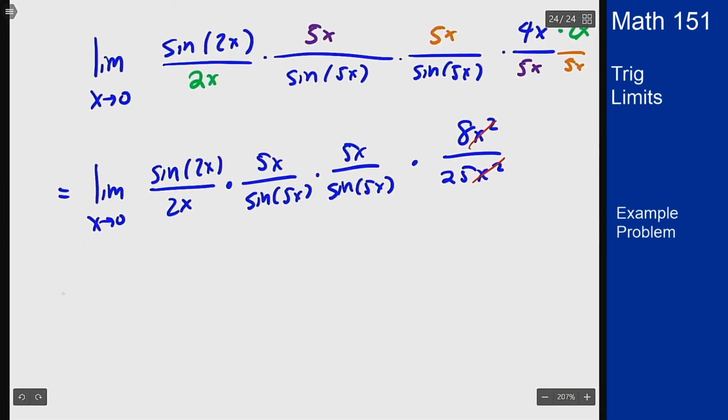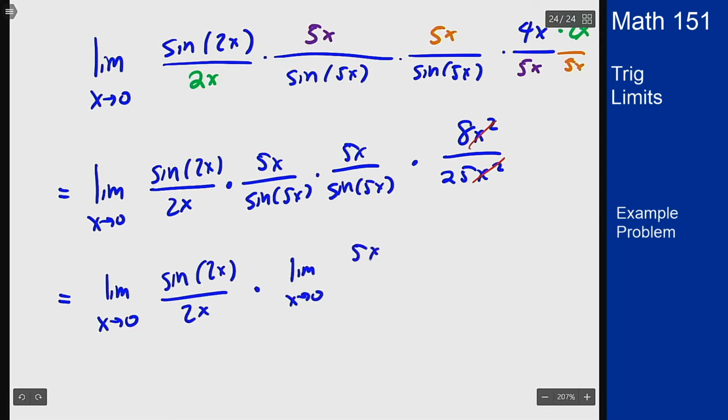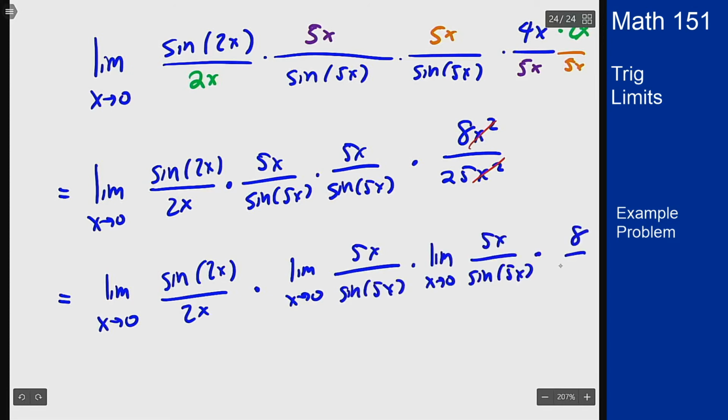This will be the same thing as the limit as x goes to 0 of sine of 2x over 2x, times the limit as x goes to 0 of 5x over sine of 5x, another copy of that term, and then an 8 over 25, because that doesn't depend on x, so the limit as x goes to 0 of that is just that value.